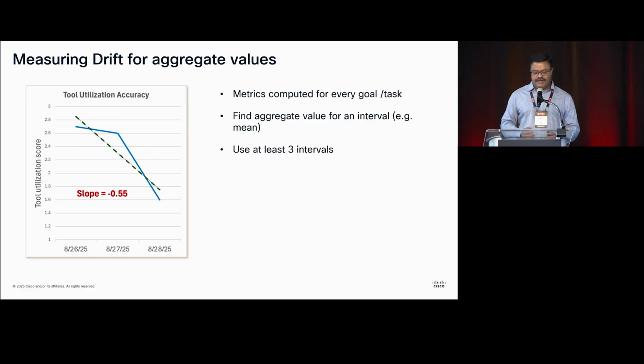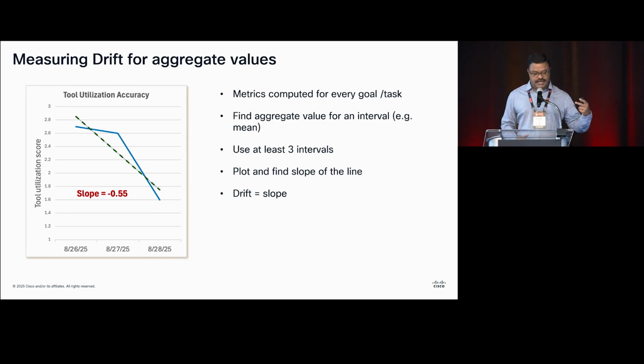And you have to pick at least 3 intervals, like 3 days, and then plot them in a graph like the blue line you see here. And then you can fit a line over it. And then you find the slope of the line. And this is, again, classic mathematics that you use to get this. And this slope represents the drift.